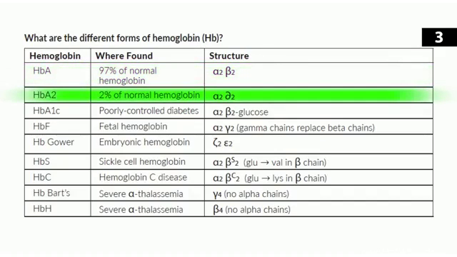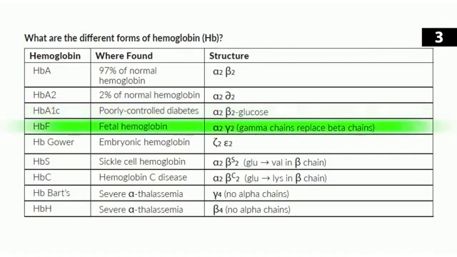Now, hemoglobin A2 is 2 alpha chains and 2 delta chains, and that's about 2 to 3% of hemoglobin in normal adults. Then hemoglobin A1C, we covered that with diabetes. It's just normal hemoglobin A that's been non-enzymatically glycosylated because the blood glucose was so elevated. So hemoglobin A1C is a subtype of hemoglobin A.